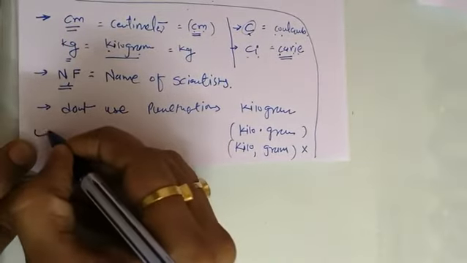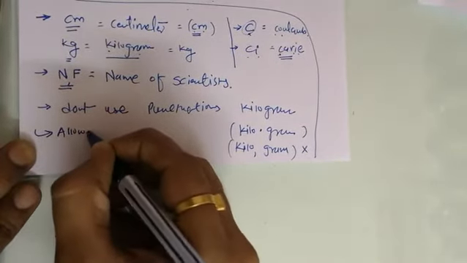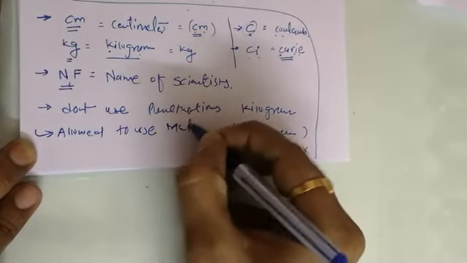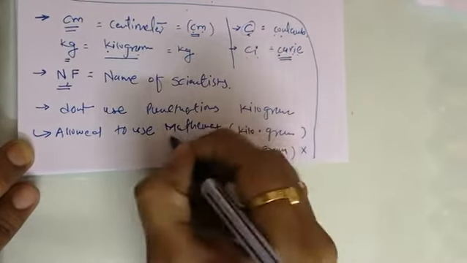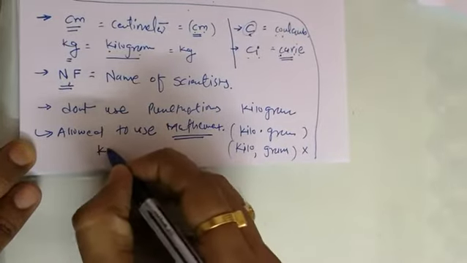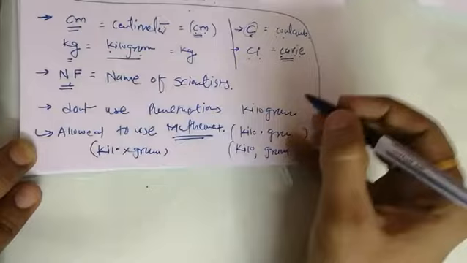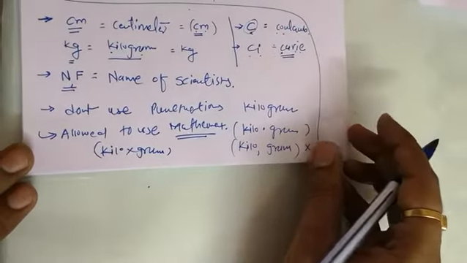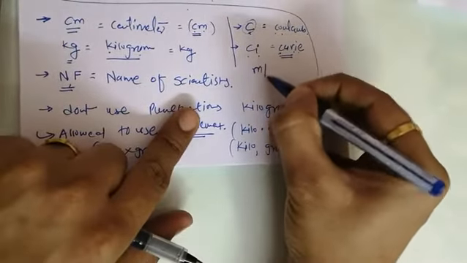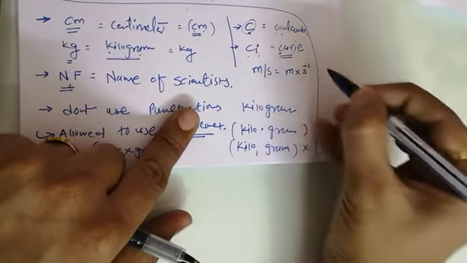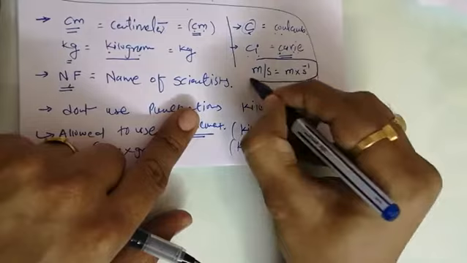Yes, you are allowed to use mathematical operations in between. Let's say I put kilo multiplied by gram, it is allowed. Such types of units are there. Let's say I mention meter per second, but instead of that I write meter second to the minus 1. Yes, it is truly allowed.